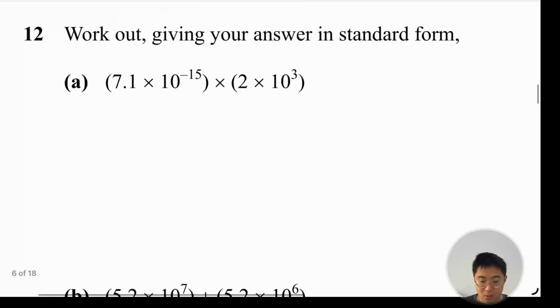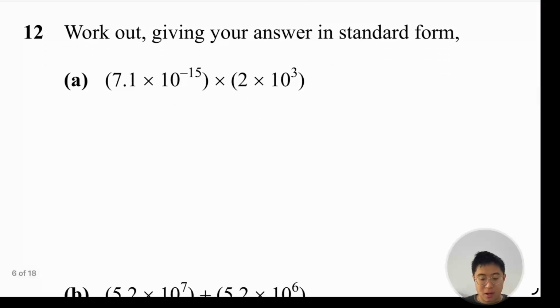Okay. Work out the following in standard form. Now, when it comes to standard form, you will love if it's times or divide because it's very straightforward. You can just do them separately. 7.1 times 2, let's do that first. That will be 2 and 14. So 14.2, that would be just the numbers. And then we'll also do the powers.